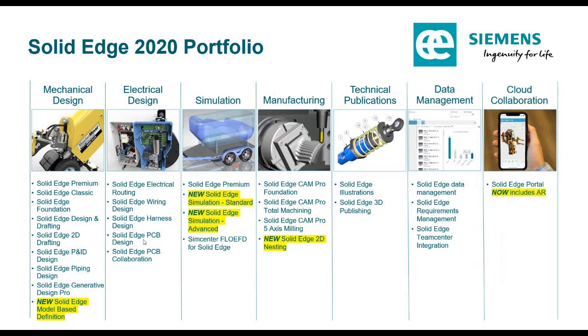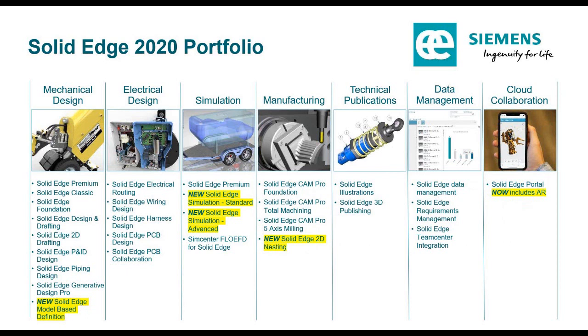I'll continue on. So the PCB and electrical is fully integrated with the Solid Edge mechanical that we're all used to. Then we've got quite a few advancements in simulation. I'll go into that a little bit more later on. In the manufacturing side, we have Solid Edge CAM Pro, and new in 2020 is the 2D nesting, which we'll go into. We have technical publications, data management, and cloud collaboration now includes augmented reality. So that's quite a nice advancement there.